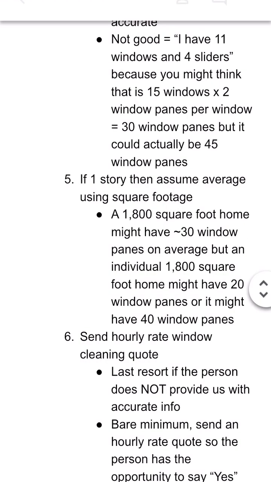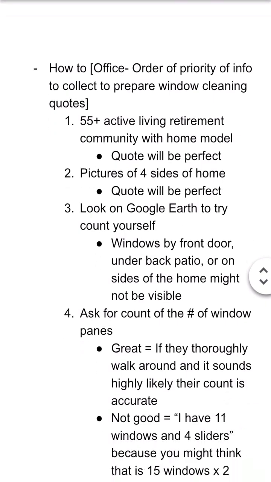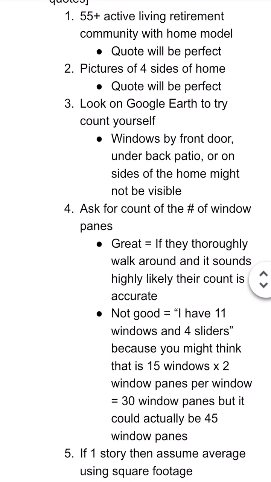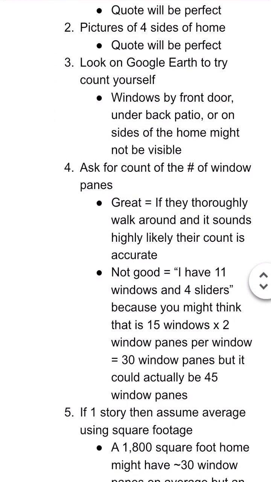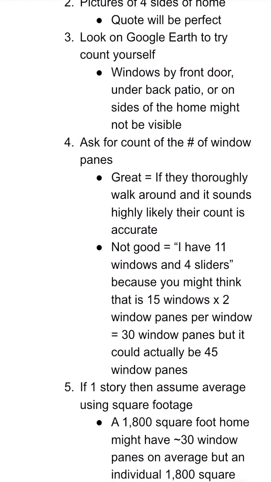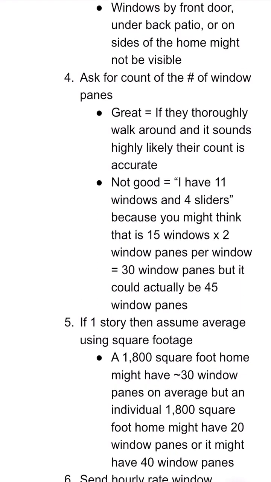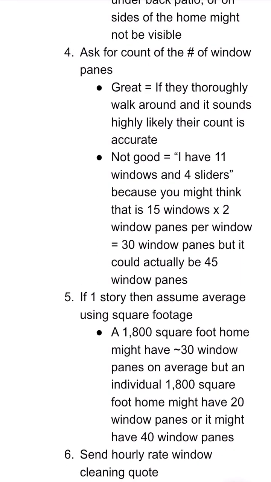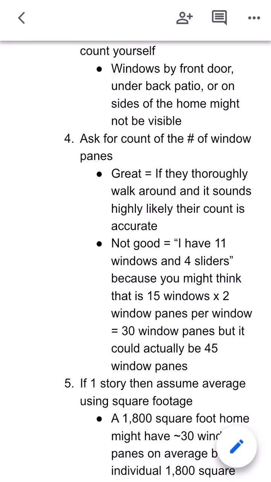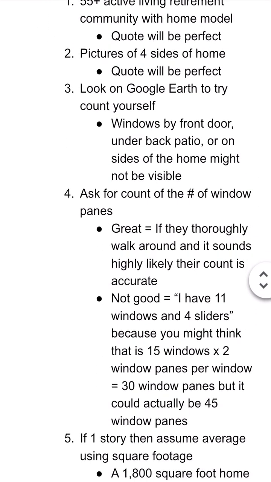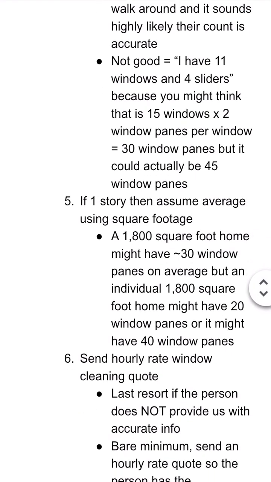So that's why we try to get the information described above, see if they live in a retirement community, try to get the home model, get a picture of the four sides of the structure if possible, look on Google Earth. Those are the most accurate mediums. Getting a count of their window panes is a good supplement, and you can try to get a count of their window panes too, to complement the other information you might be able to collect.